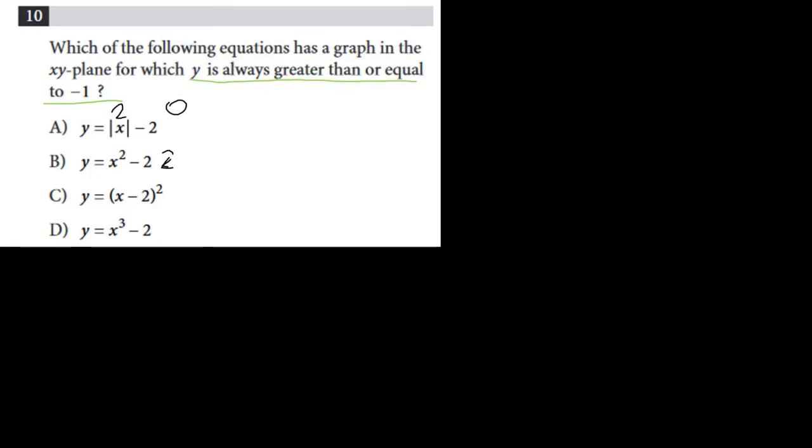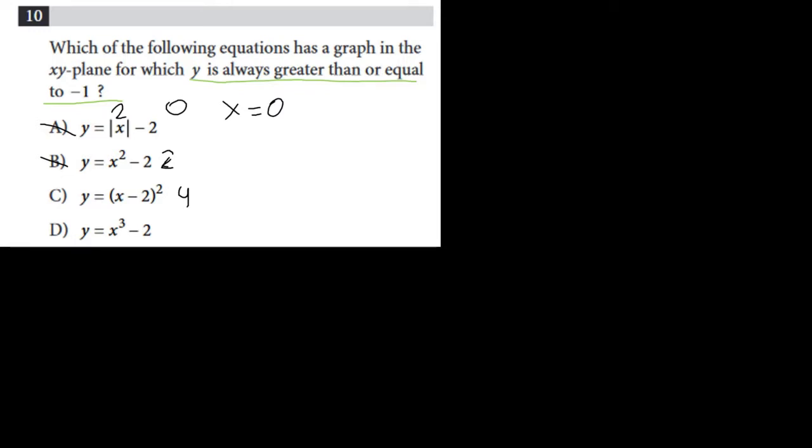I want to make strange numbers. So I'm going to try to make x equals 0. So 0 minus 2 is -2, and that's not greater than or equal to -1, so I can eliminate this. If I plug 0 into here, 0 minus 2 is -2. That's not greater than -1. If I plug 0 into here, 0 minus 2 is -2, and -2 squared is going to be 4. So that could work. Let's try out D.